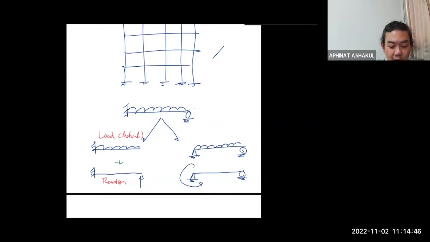And now, what we are dealing with is the rotation, right? Because you remove the fixed support, what happens? You have rotation. So you apply rotation. See, it's pretty simple if you understand the concept.